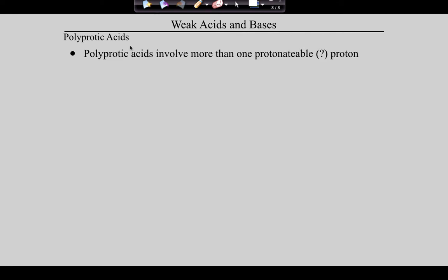So you ready for a deep thought? How many of the strong acids are polyprotic? One. Which one? Sulfuric acid. Guys, that is the only acid that has more than one hydrogen. Therefore, there's only one strong polyprotic acid. There's hundreds of weak polyprotic acids. So what do you need to know about them?